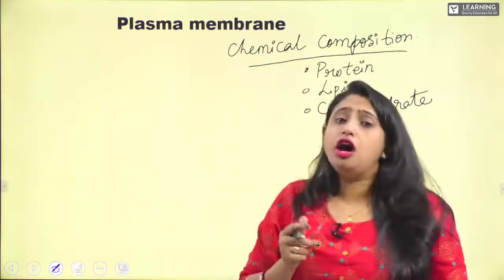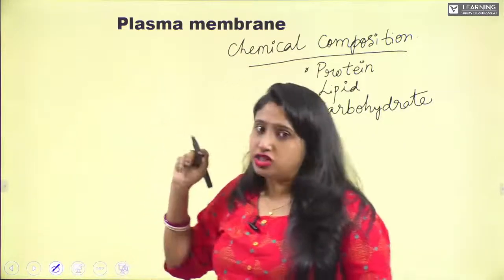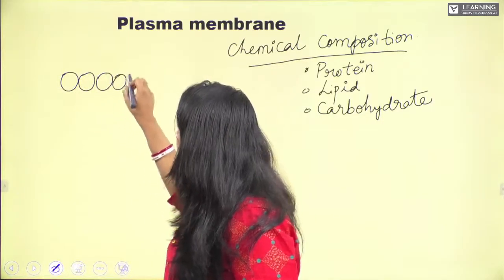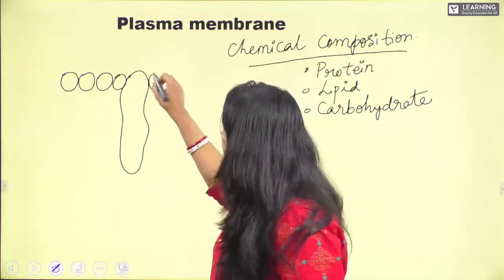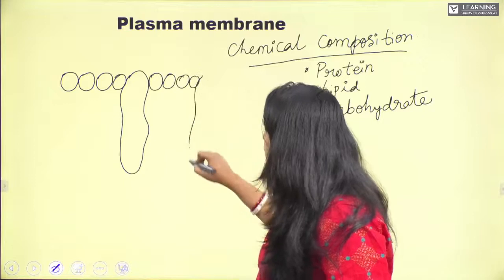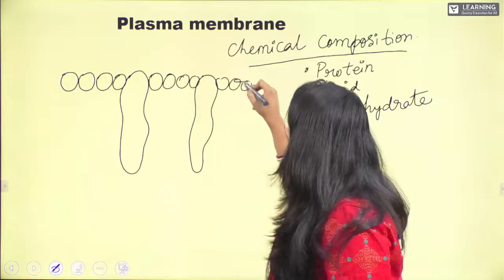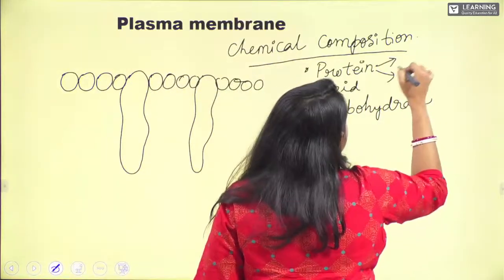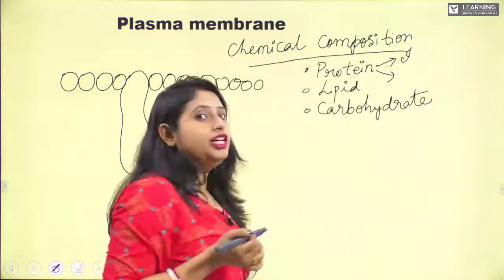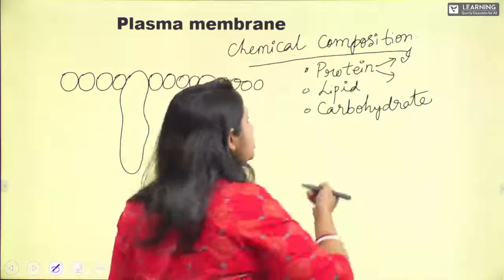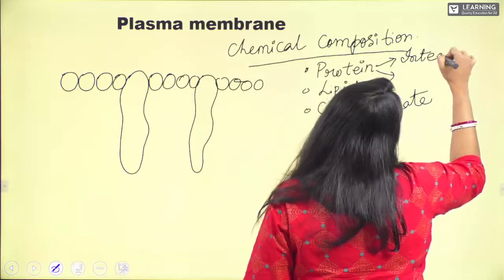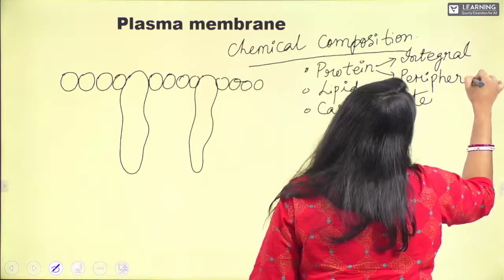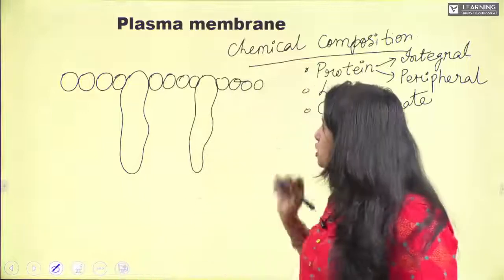The model of the plasma membrane is the fluid mosaic model. If you see that, you will see the chains of the phosphate, and here you will see the protein, okay? Here again the chains of the phosphate group, and here again the proteins. They are made up of different types of proteins, basically two types: one is integral protein, and another is peripheral protein, okay? These are the two proteins which the plasma membrane is made up of.